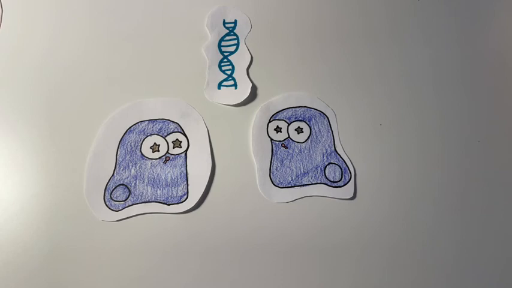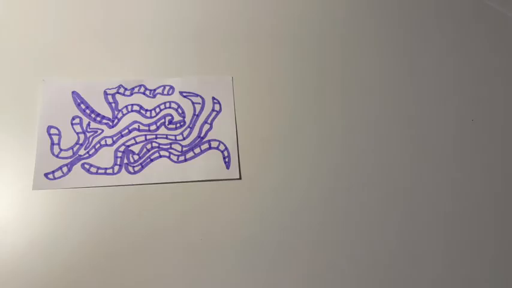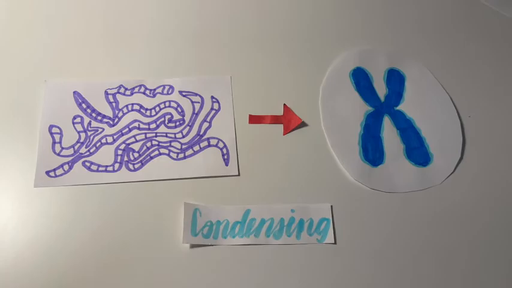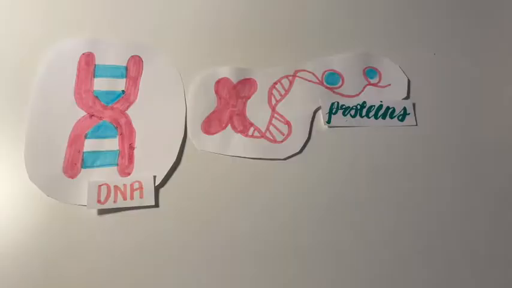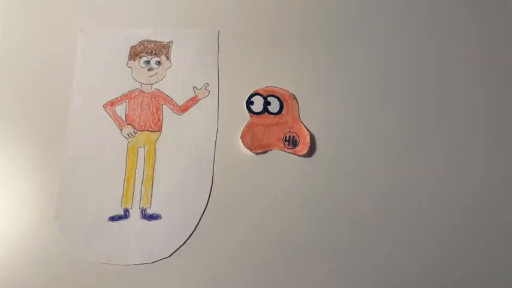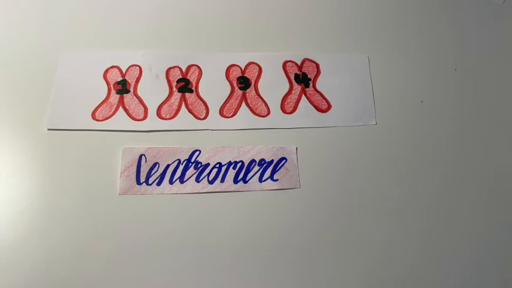In order to make more cells, they need to have the same DNA. The DNA is organized by condensing into chromosomes. Chromosomes are made out of DNA and proteins. Humans have 46 chromosomes in each of their cells' nuclei. Chromosomes are counted by the number of centromeres present.